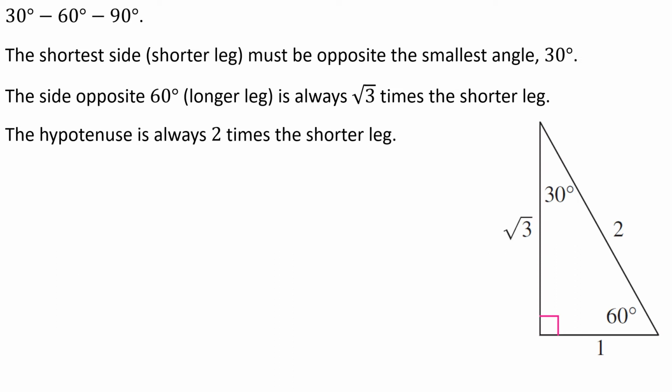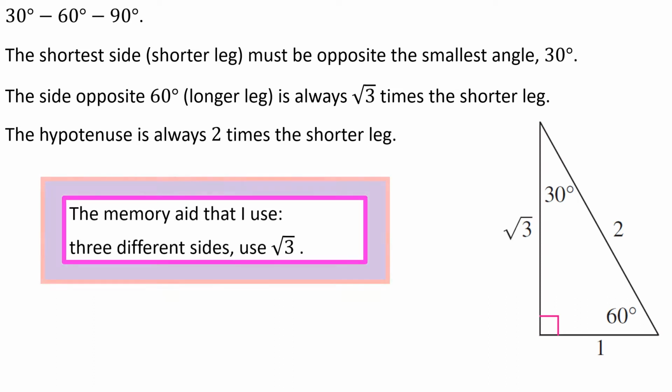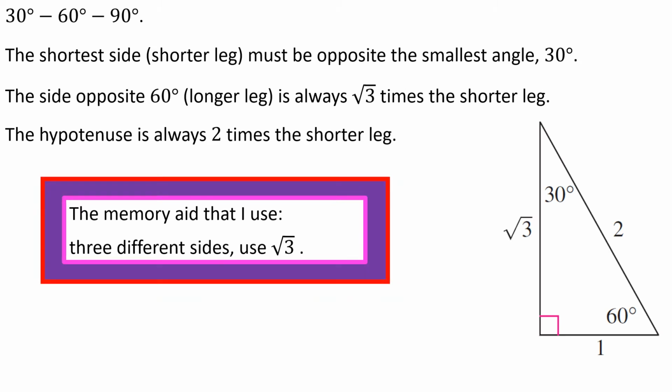If I start with the longer leg, or if I start with the hypotenuse, I have to go through the shorter leg to get around the triangle. If I'm lucky, I start with the shorter leg. If I'm not so lucky, I start with the hypotenuse, or I start with the longer leg. In the memory aid that I use, 3 different sides, root 3. Right? When two sides are the same, I use root 2. 3 different sides, I remember that root 3.